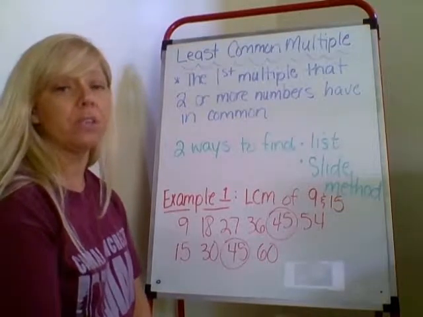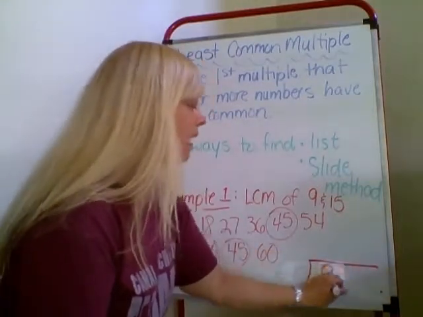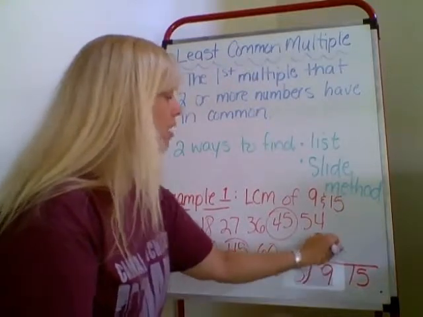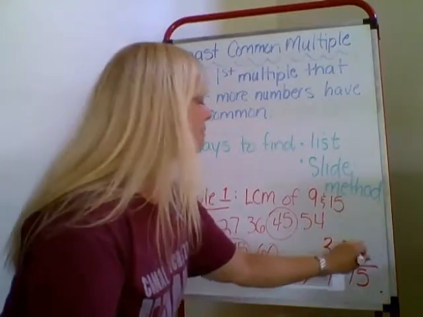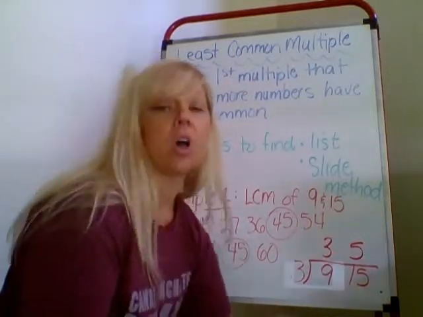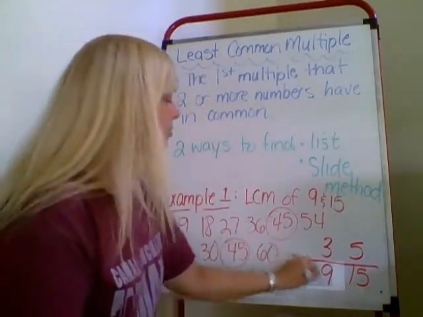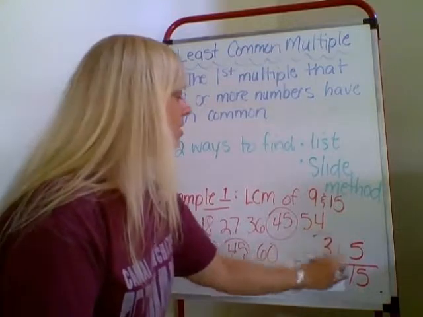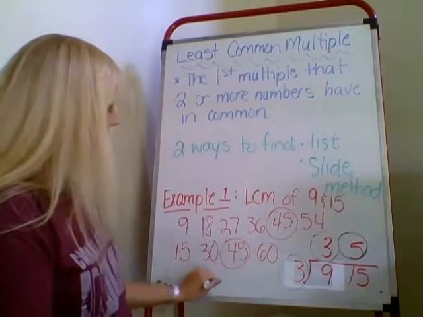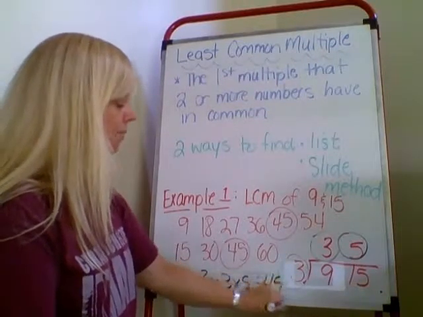The other way is to be using the slide method. So down here is where I'm going to put it. I'm going to put my 9 and 15. And I know 3 goes into both. 3 times into 9, 5 times into 15. I have both prime numbers, and I'm done. I'm going to use all 3 of these numbers to find my 45. So 3 is my GCF, and then I'm going to go ahead and use that 3 and the 5. So 3 times 3 times 5. And 3 times 3 times 5 is 45.